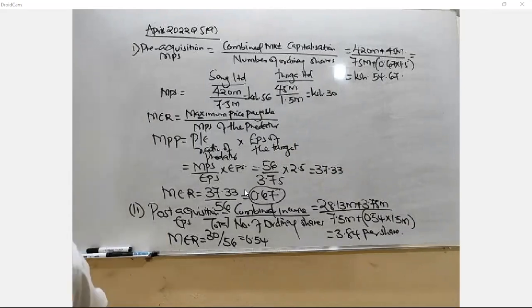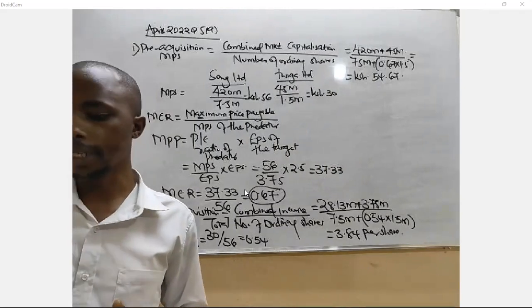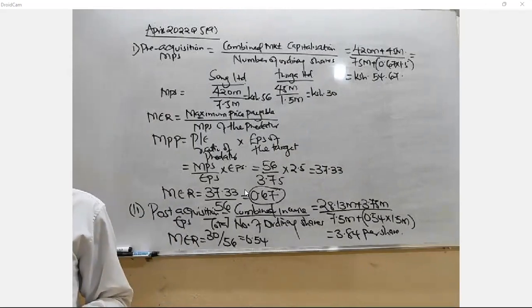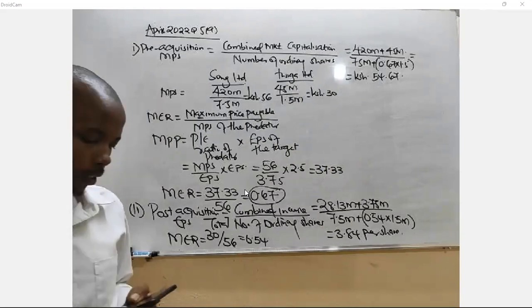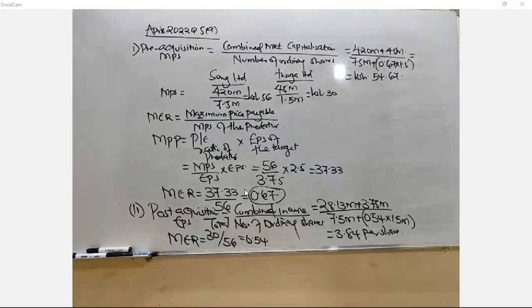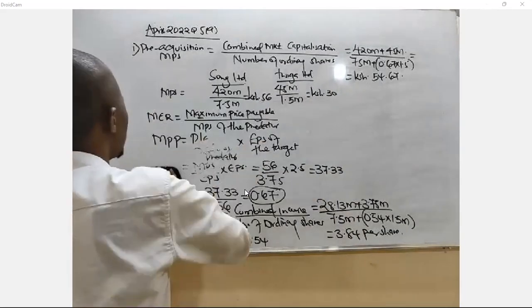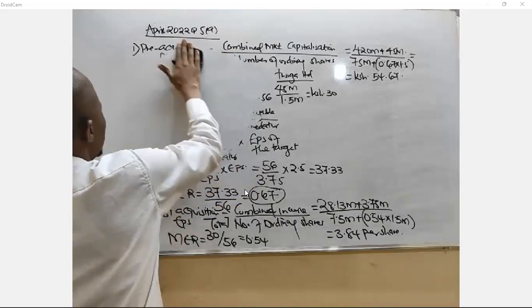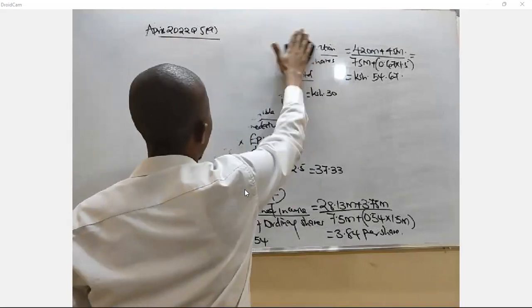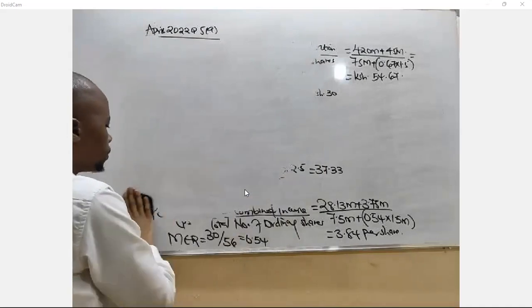Then I can see we have requirement number 3 there. We are being told that if the P/E ratio of Songo Limited drops to 12 times after the acquisition, determine the firm's post-acquisition market price per share. So the examiner is asking you to calculate a very simple thing there.